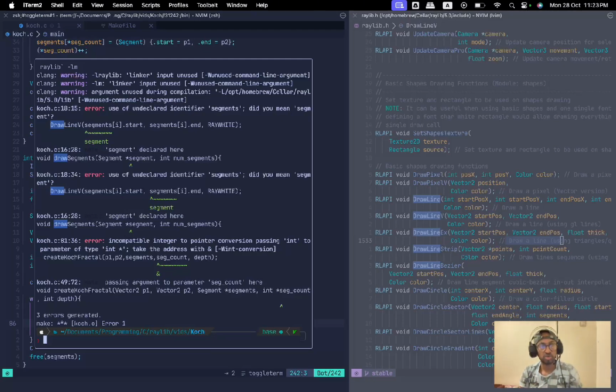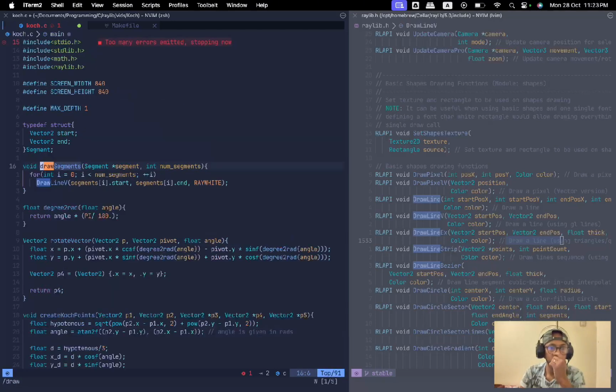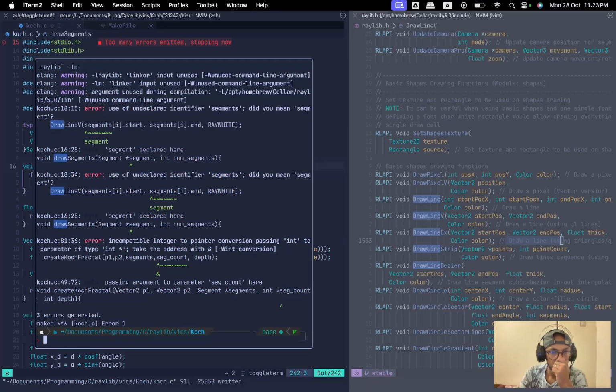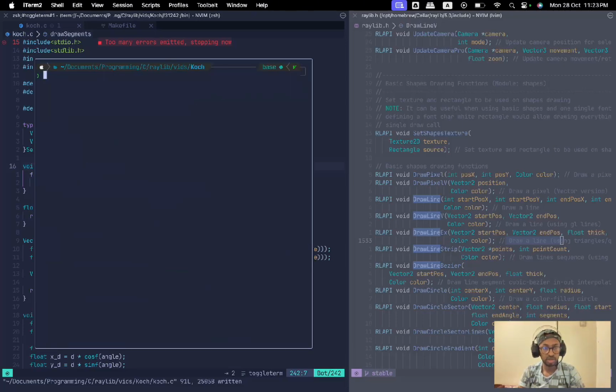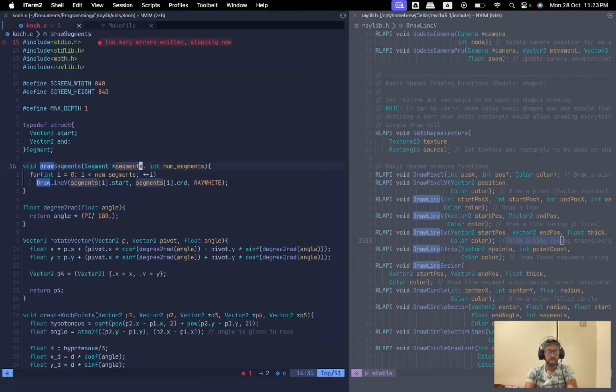Oh, segments. Where is it? Oh, this should be segments. Pointer conversion int. Again, I have some errors. Incompatible integer to pointer conversion. Oh, okay.